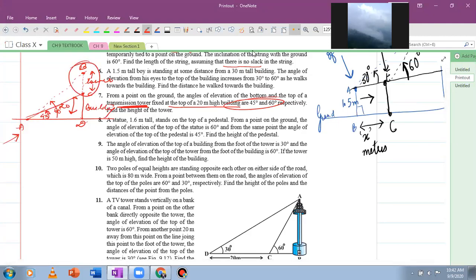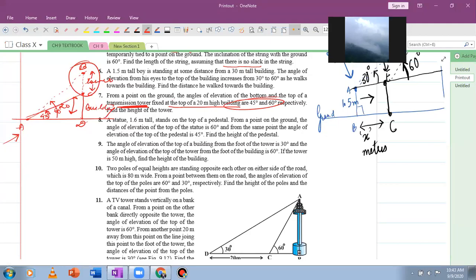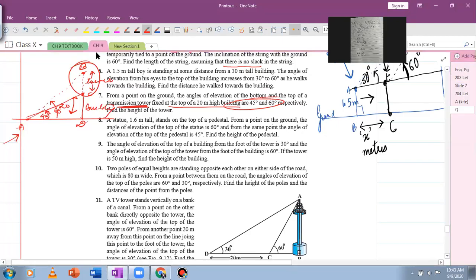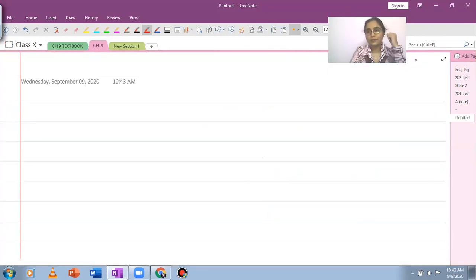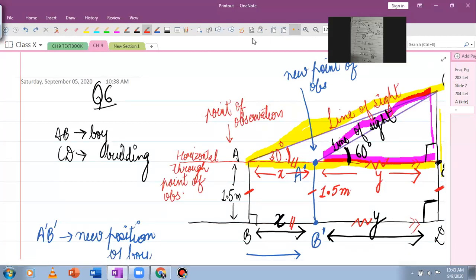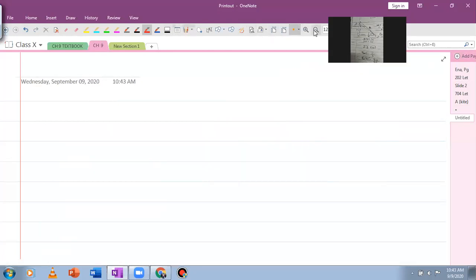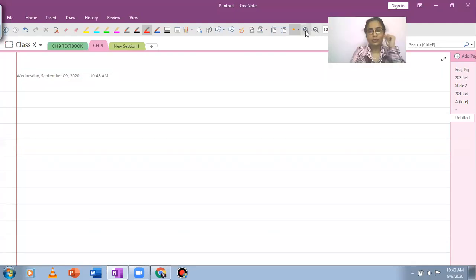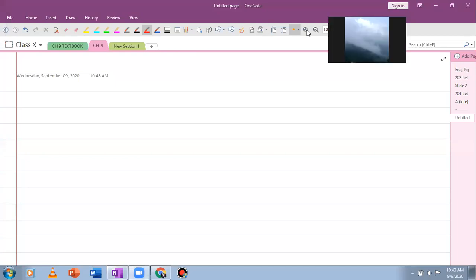Is the question clear? I'm not sure, like no one is answering here. If anyone can reply. Yes, ma'am, it's clear. Okay, so let's just solve this. Draw the diagram. Sahaj has already done that, I can see. So just give me a minute here. I'll just draw the diagram.